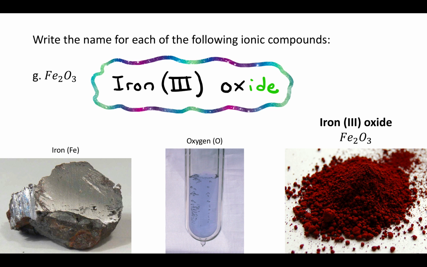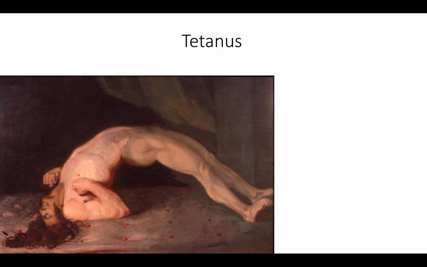So if you take iron and you react it with oxygen, and here you have liquid oxygen at a very cold temperature, you'll get iron(III) oxide, or rust. Actually, iron(III) oxide is sometimes used as a paint pigment, and rust is often associated with the disease tetanus.